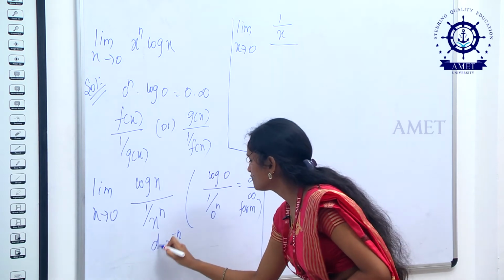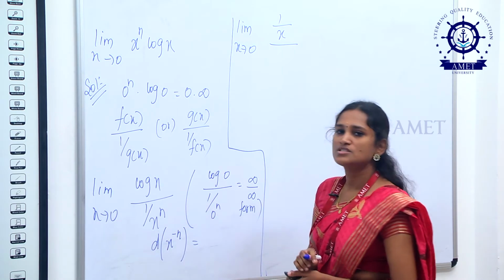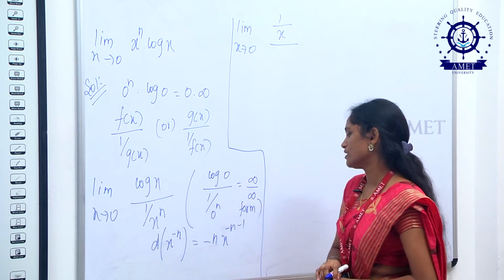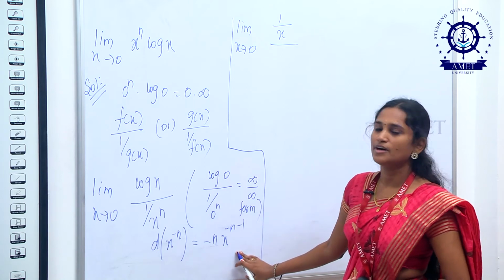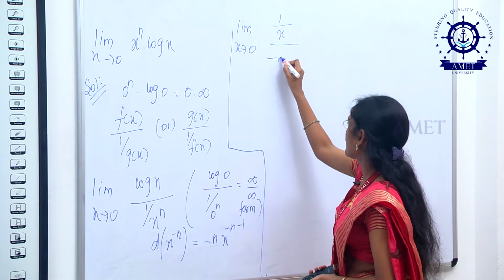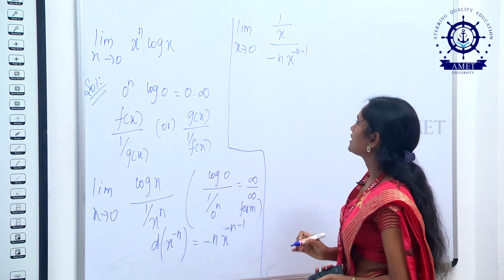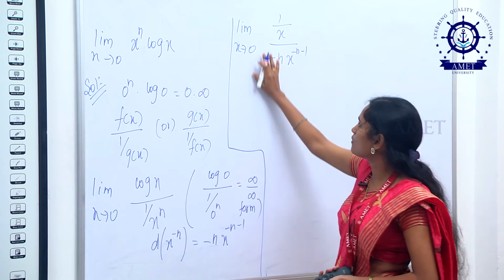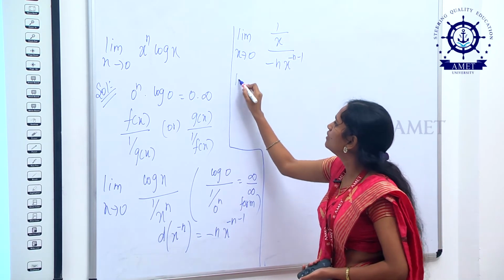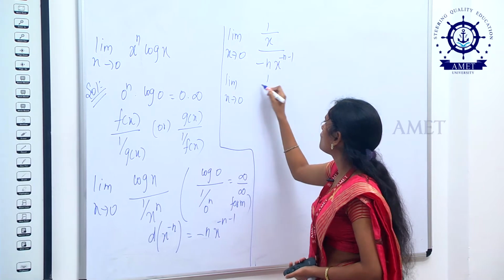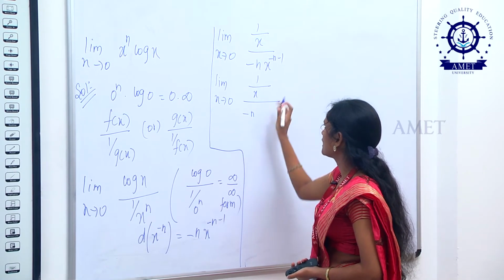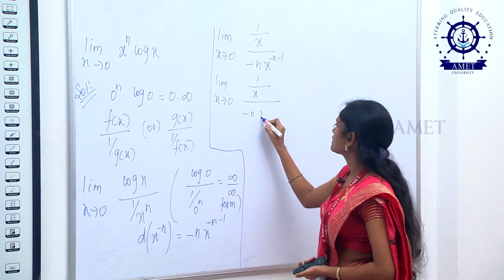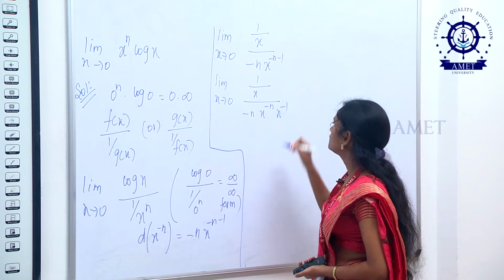Now we differentiate x to the power minus n, which is equal to minus n x to the power minus n minus 1. So we substitute minus n x to the power minus n minus 1. This is your differentiation over. Afterwards I have to do some simplification. The limit as x tends to 0 of 1 by x divided by minus n. Now we split x to the power minus n minus 1 as x to the power minus n times x to the power minus 1.